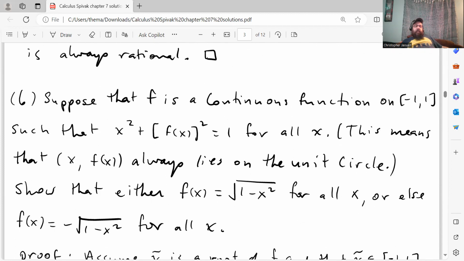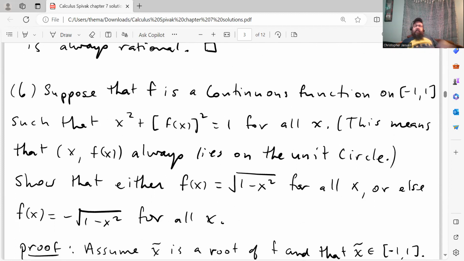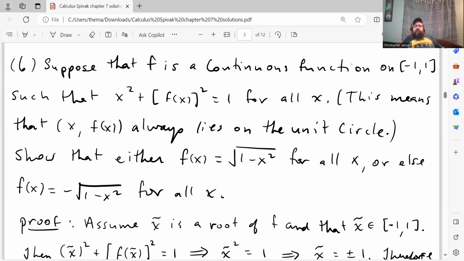All right. Question number 6 says, suppose that f is a continuous function on the closed interval from -1 to 1, such that x squared plus (f of x) squared equals 1 for all x. This means that f of x always lies on the unit circle. He just says that as an aside. Show that either f of x is the square root of 1 minus x squared for all x, or else f of x is negative square root of 1 minus x squared for all x.